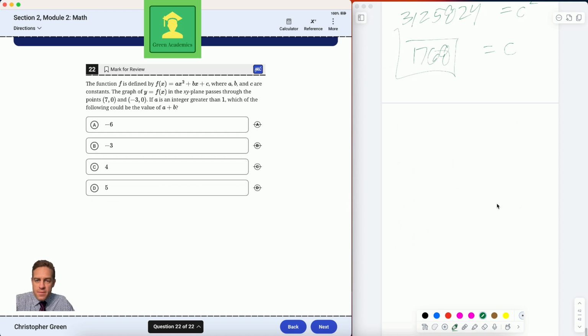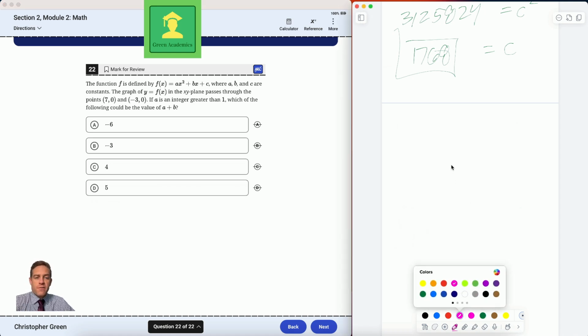Function f is defined by that, where a, b, and c are constants. The graph of y equals f(x) in the xy plane passes through points (7, 0) and (negative 3, 0). If a is an integer greater than 1, which of the following could be the value of a plus b? Well, whenever you have points that satisfy an equation, they want you to plug in what you get. So let me recopy and then write what you get when you actually plug in.